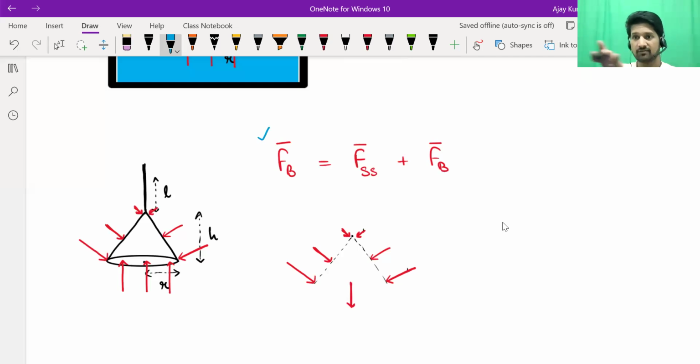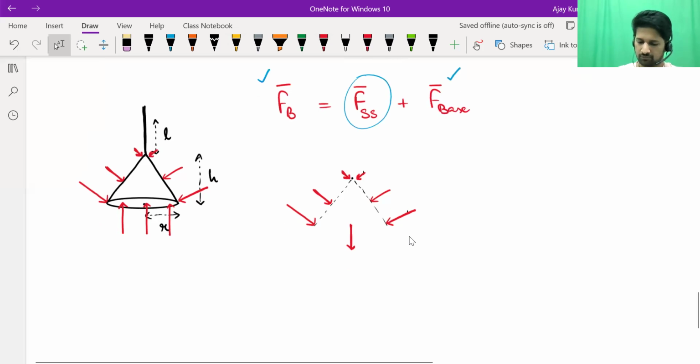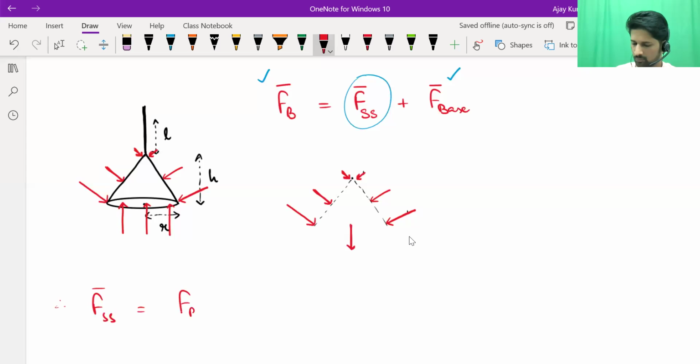And the base is a flat surface, and since it is parallel to the horizontal, we can easily write the force acting on it by multiplying pressure and area. Once you know those two, you can tell what is the force acting on the slant surface. Okay, the second B stands for the base actually. Right. Therefore, force acting on the slant surface will be the total buoyant force.